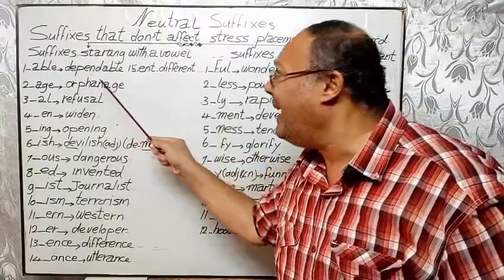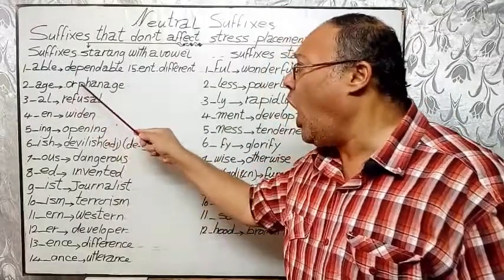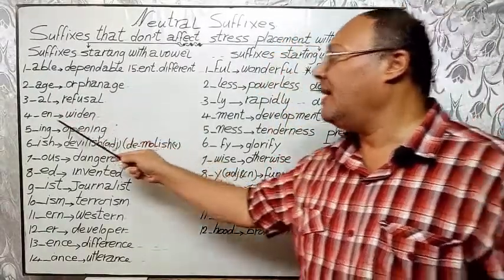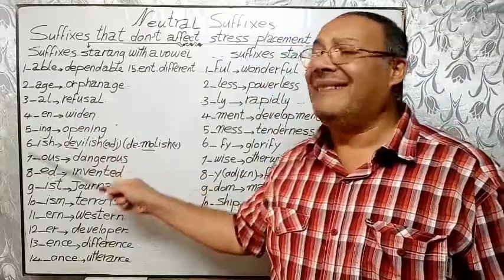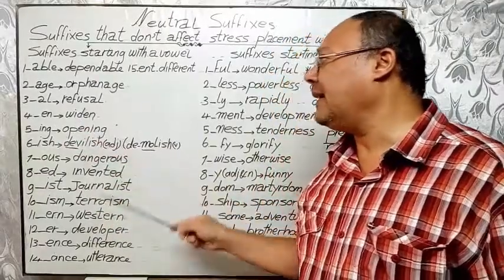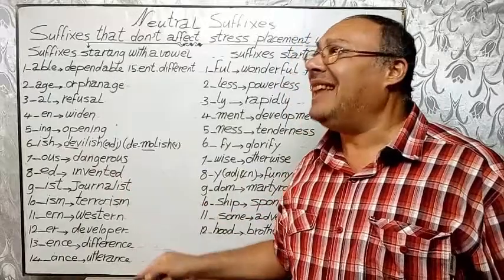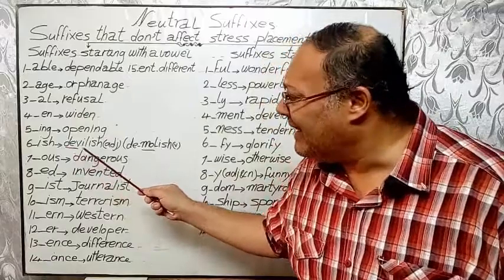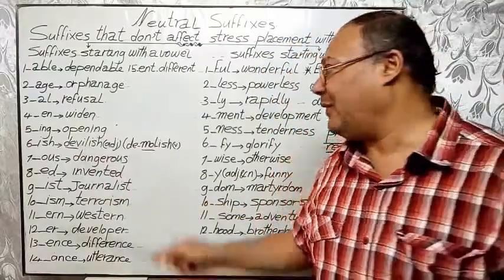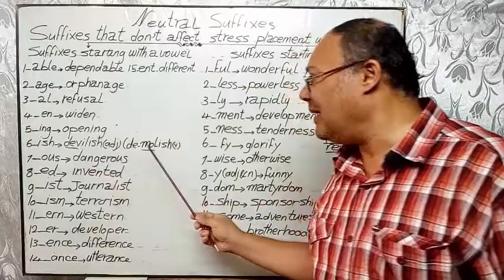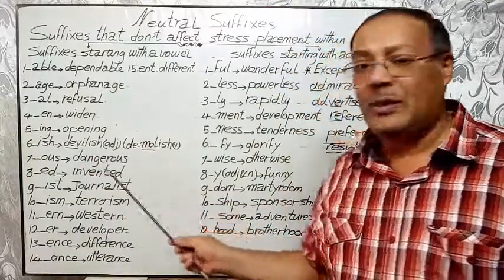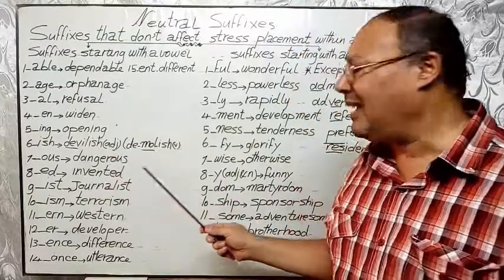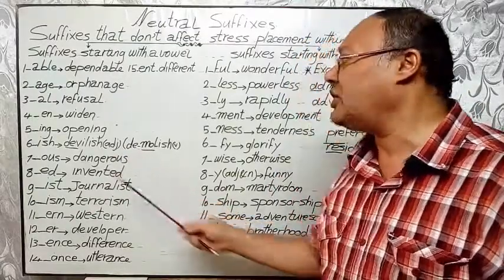-able, dependable. -age, orphanage. -al, refusal. -en, widen. -ing, opening. -ish, devilish. Here, -ish is added to an adjective, so devilish. But once added to a verb, the penultimate syllable is stressed, so demolish.